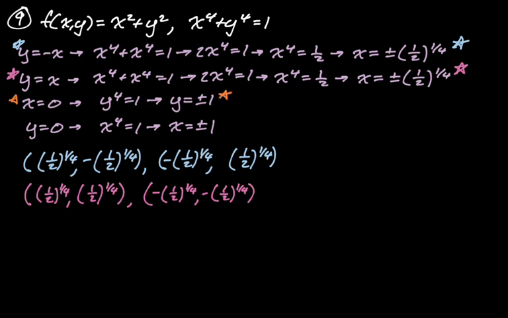From our third line, x is 0 and y is either plus or minus 1. So we get 0, 1 or we get 0, negative 1. And then from our fourth line, y is 0, x is plus or minus 1. So we get either 1, 0 or negative 1, 0. So we have 6 points that we got to deal with, 4 of which are disgusting. All right, so we have to take these and plug them in.